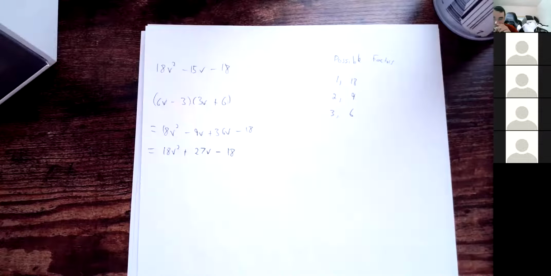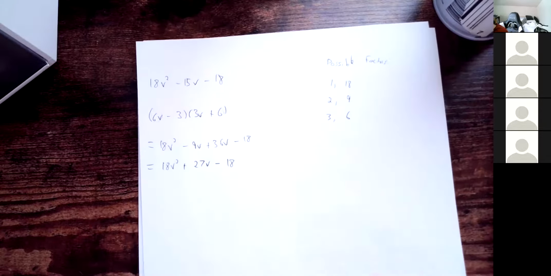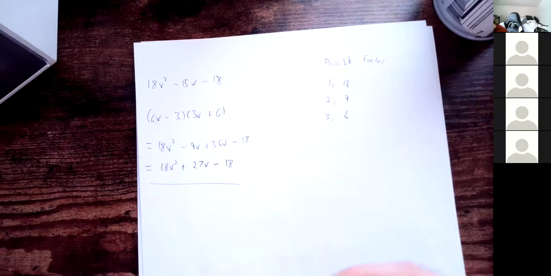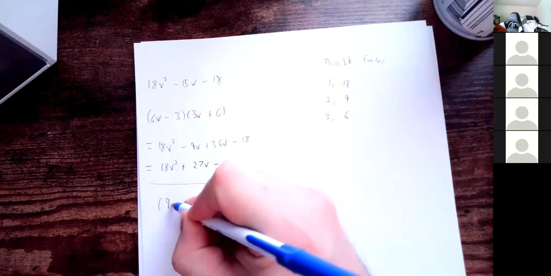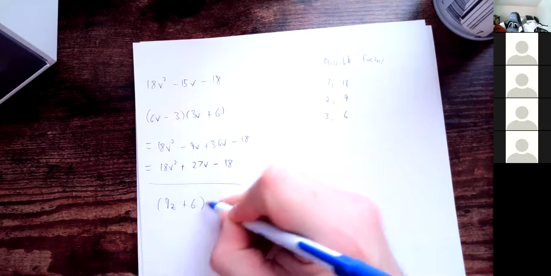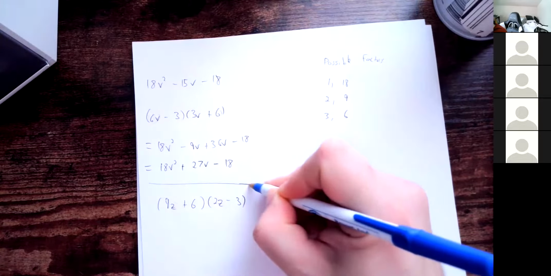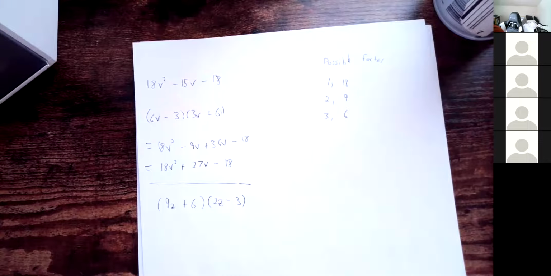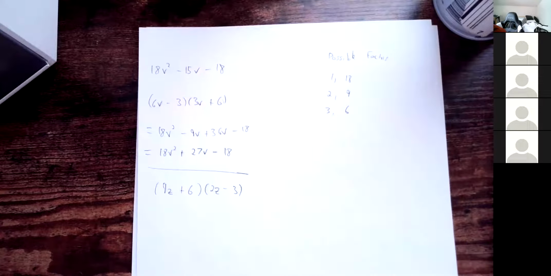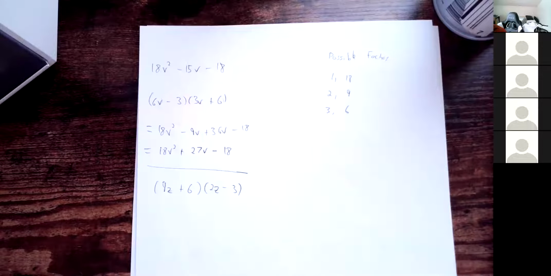Yeah, I got lucky and got it on the first try somehow. So I got 9z plus 6 and 2z minus 3. Sounds good. So 9z plus 6 and 2z minus 3. And did you have intuition that was leading you towards those numbers, or was it just a... Yeah, I just guessed. Oh, that's cool.